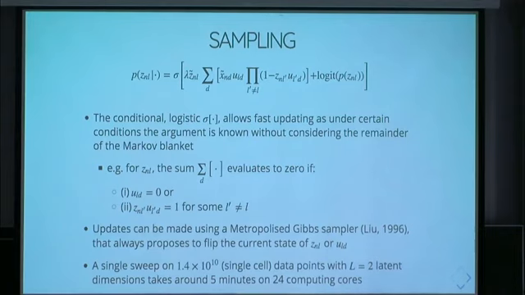For the single cell data that I showed earlier, we have around 10 to the 10 observations. So we're trying to do this matrix compression on 10 to the 10 observations, and if we compress that down into, say, 2 latent factors, it takes around 5 minutes to do a full sweep through the Gibbs sampler, and that's on a 24 core machine.